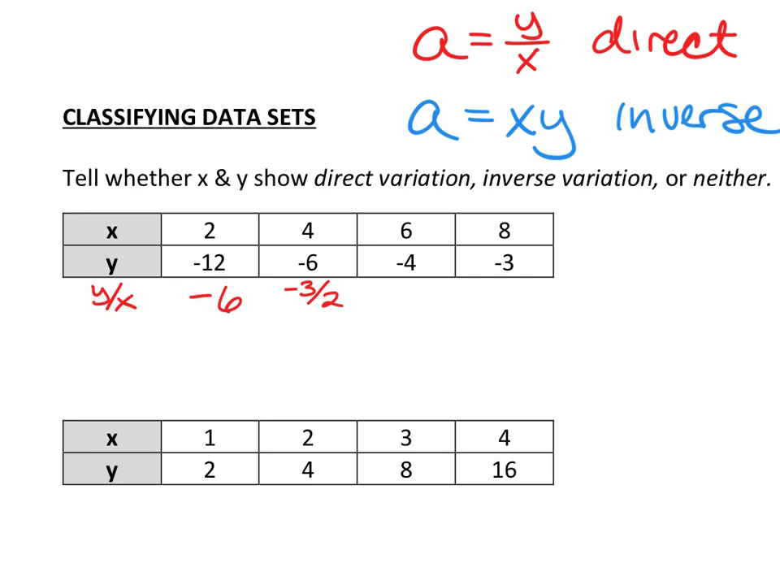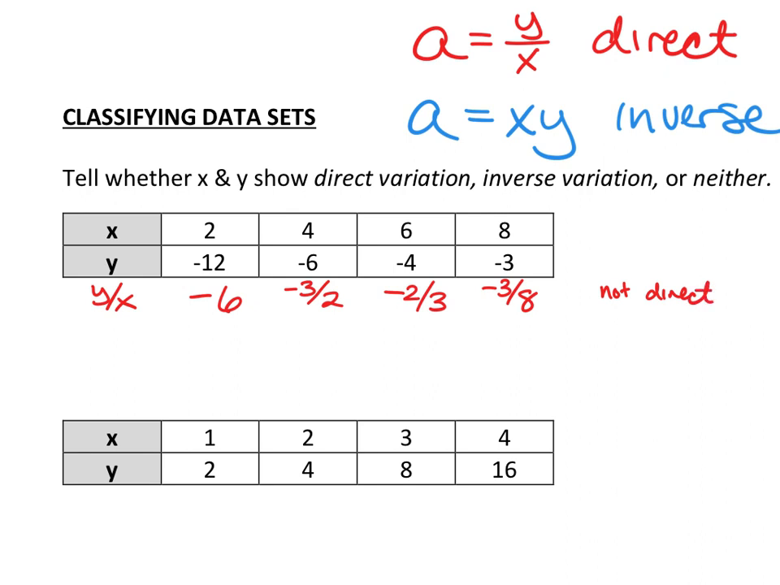Fabulous. If we do the next column, we are going to be doing negative 4 divided by 6, which we'll fast forward. I know we can type stuff in a calculator, is negative 2 divided by 3. And the last one, when you do y divided by x, you'd get negative 3 divided by 8. Are all of those numbers that I wrote down in red the same number? Yeah, they're not the same number at all. So it is not direct.